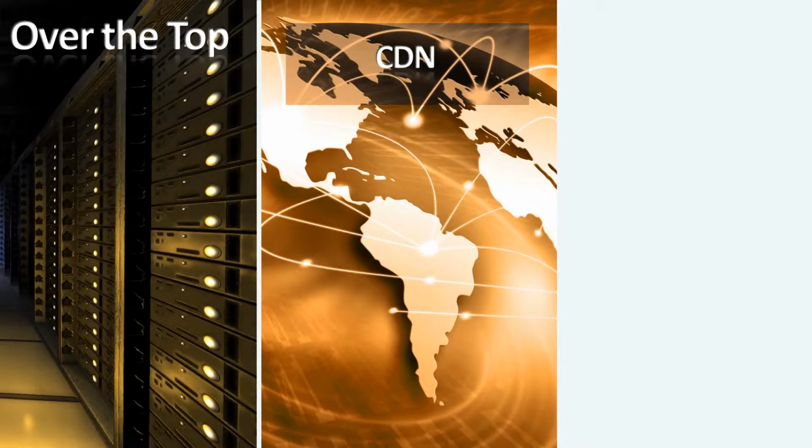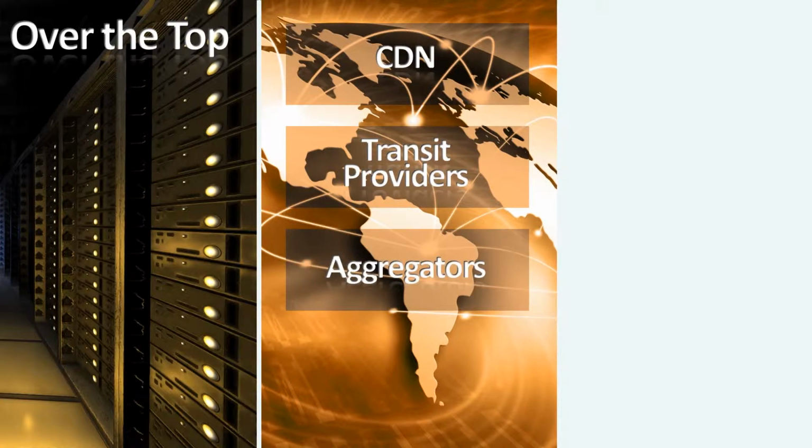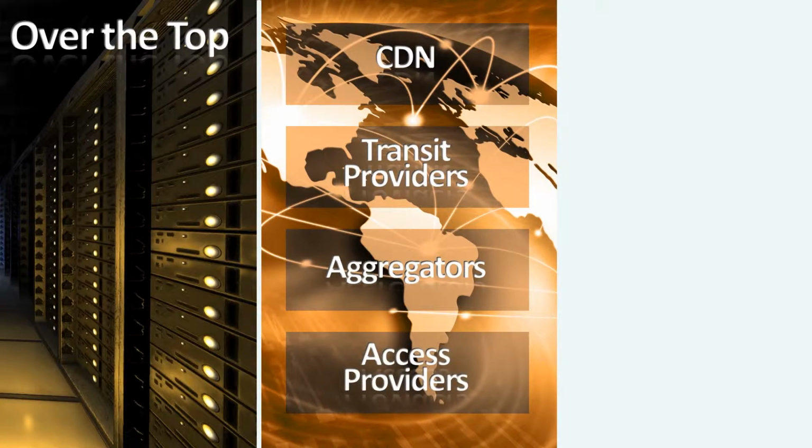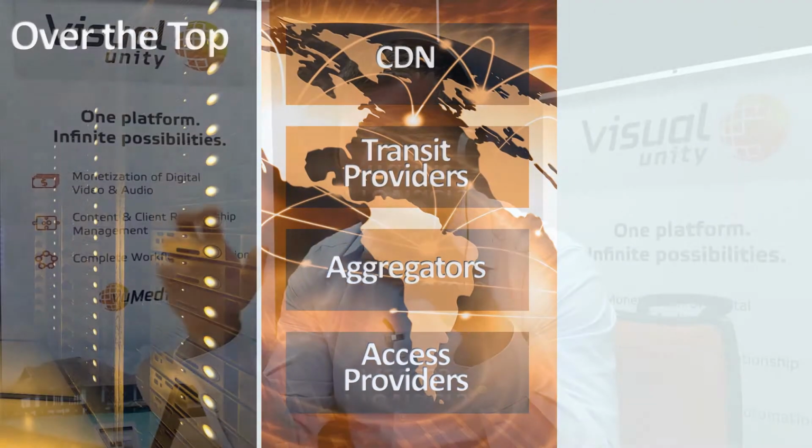And then there's the access provider at the final end of the chain, which we call the last mile. In that last mile, the access provider sends the video directly to the subscriber. Generally speaking, we're trying to have a CDN which gets as close to the subscriber as possible, making sure that none of the transit or aggregator providers are acting as a bottleneck through that process.